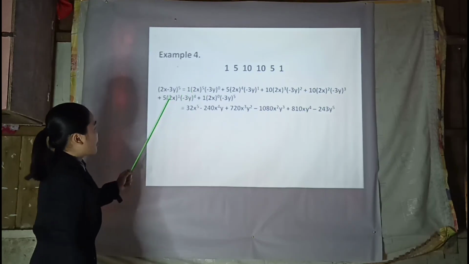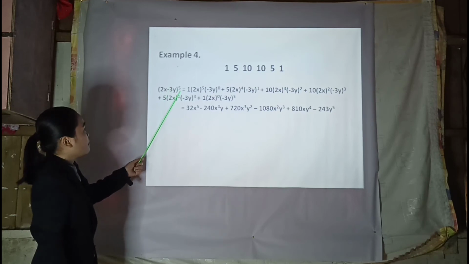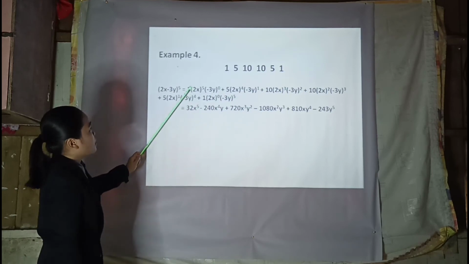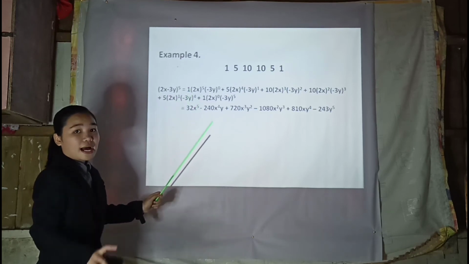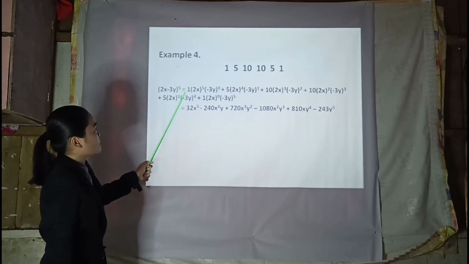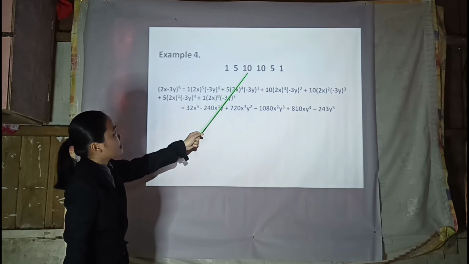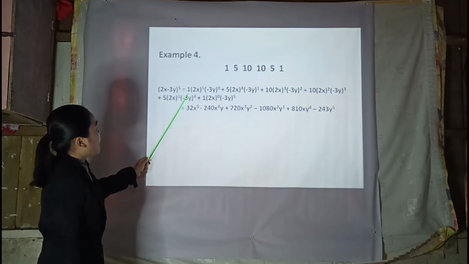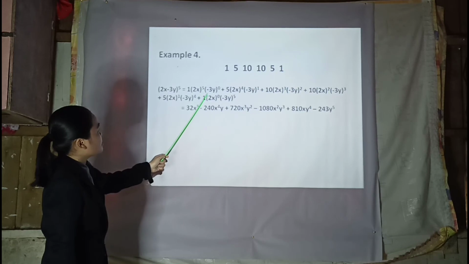Example 4. Our given here is 2x minus 3y raised to 5. So, we will use the Pascal's triangle. Since our n here is 5, our answer has 6 terms. So, 5 plus 1 is equal to 6. From the Pascal's triangle, our coefficients are 1, 5, 10, 10, 5, and 1.